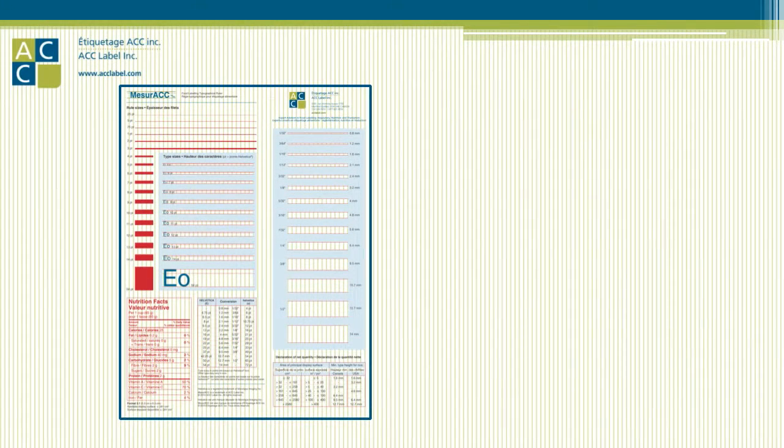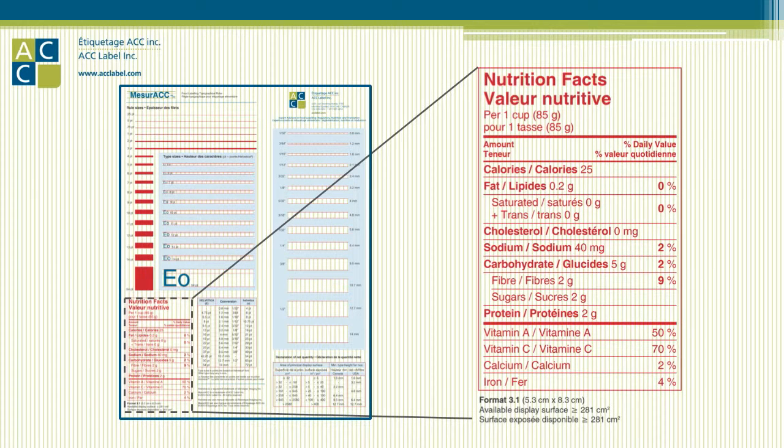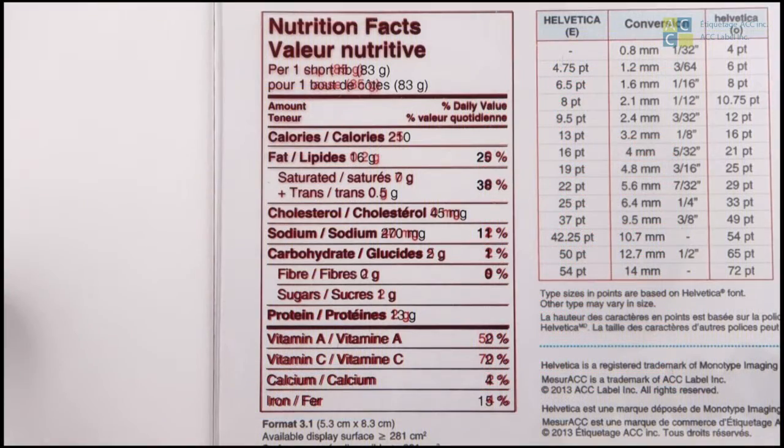The most common Canadian bilingual standard nutrition facts table format, Model 3.1 from the Food and Drug Regulations, is displayed in the lower left corner of the MesurACC. It can be used to rapidly verify the typographical requirements of this nutrition facts table format.